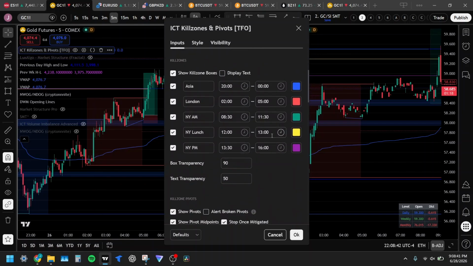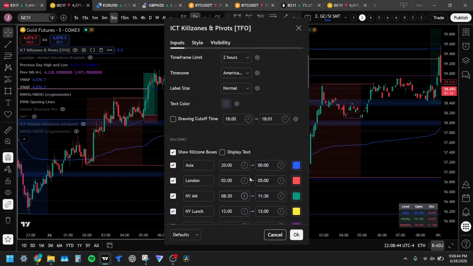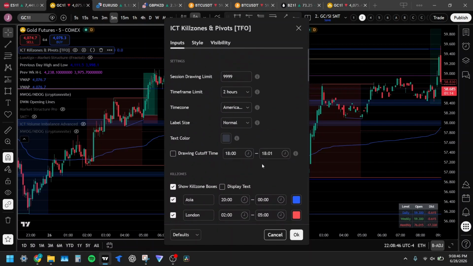And these are all the time zones that I have, or the times that I have set to it. These are all Eastern, by the way. And then you have all this stuff. I have the session draw limit set to max, mainly because I want to have as many sessions as possible, because I use a lot of backdated information.